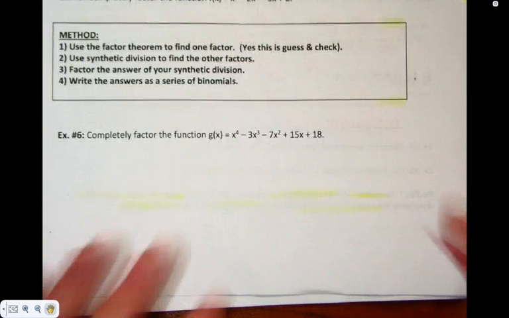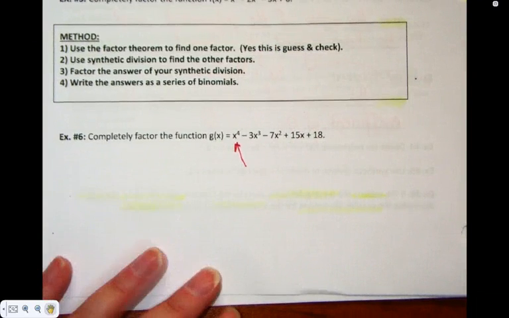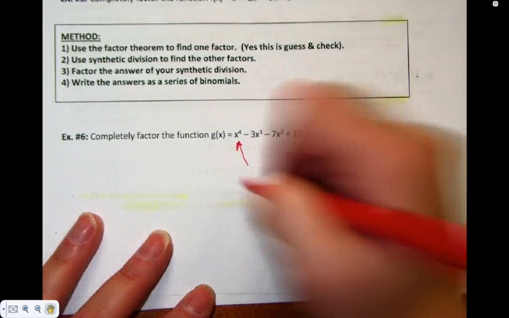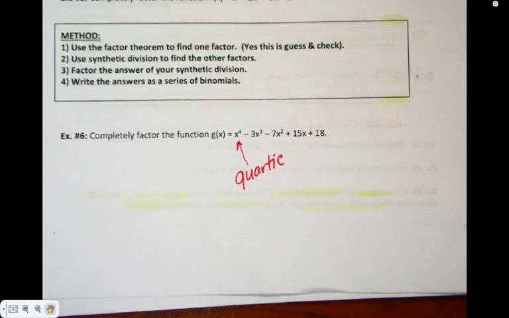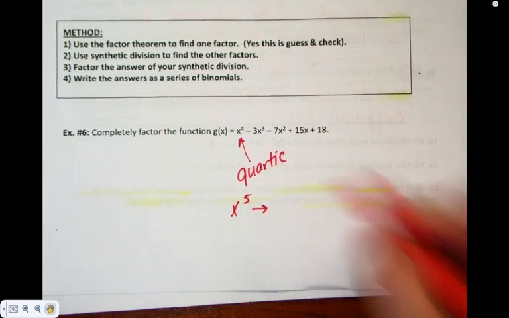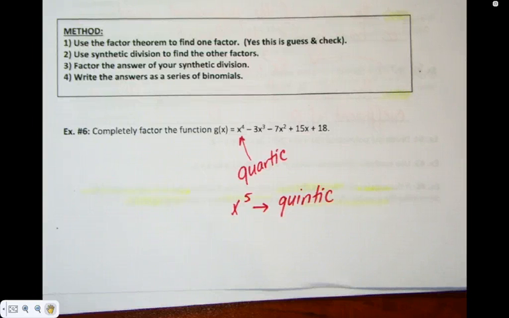I kind of mentioned it, but I didn't really mention it. What's it called when the highest degree is a 4? A fourth degree polynomial? Yes, but it has its own name. It's a quartic. What if it's x to the 5? That's called a quintic. And then from there we stop giving them special names, and we just start saying x to the whatever polynomial.